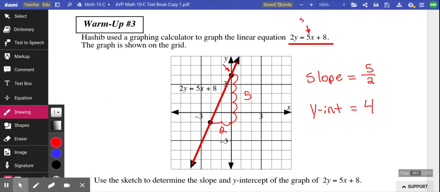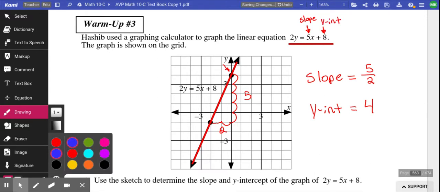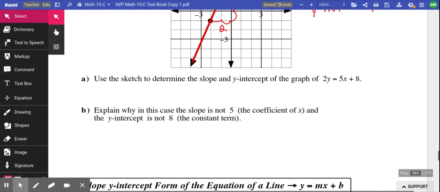We just said that when you graph a linear equation, the value in front of the x, the 5, should have been the slope. And the value over here by itself, the b value, should have been the y-intercept. But then when we check, that actually didn't work, right? So if we look at these two values, they're not 5 and 8. We got 5 over 2 and we got 4 as our slope and our y-intercept values. So why didn't our trick of just looking at the values work?